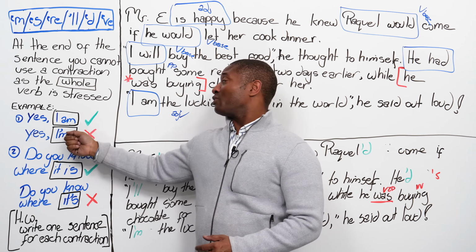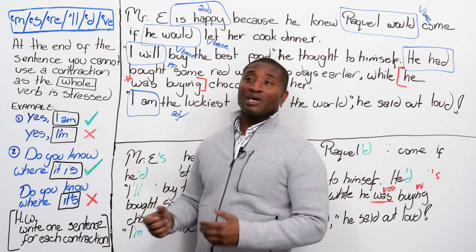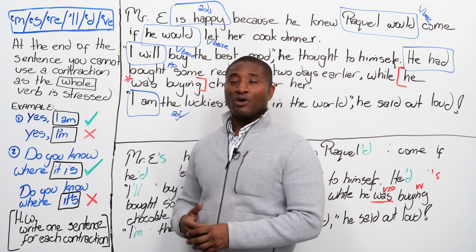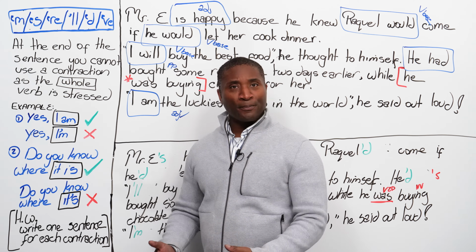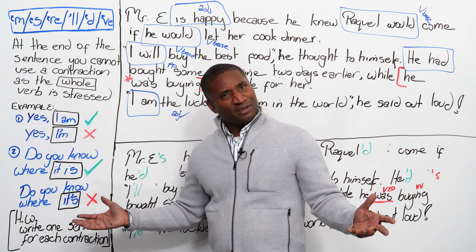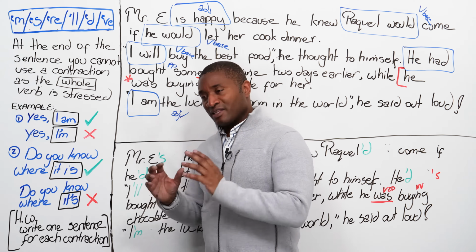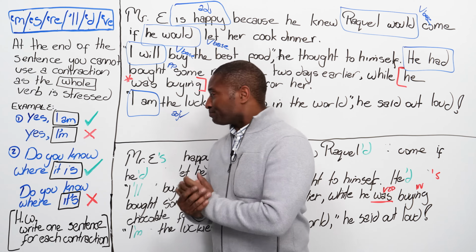So you're not allowed to put this contraction at the end of a sentence if you're just saying, yes, I am. Are you doing your work? Yes, I am. Are you doing your work? Yes, I'm. You're what? Do you see what I mean? We stress the I am to say, this is what's happening right now.